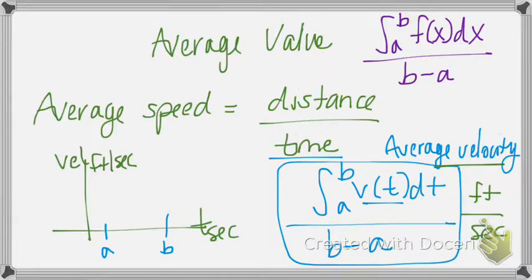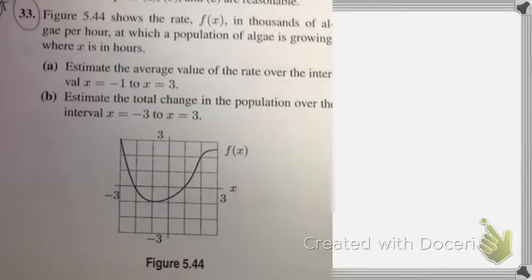There's problems that you're going to be doing related to this average value, so let's do a couple of them. This is not in your book, it's from an old book. The first question says, estimate the average value of the rate over the interval from -1 to 3. So here's 3, here's -1, and it's asking us to estimate the average value.